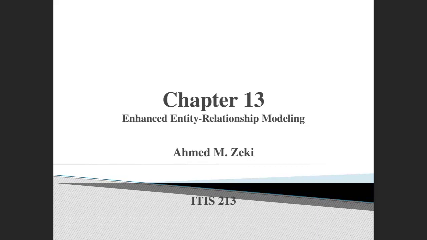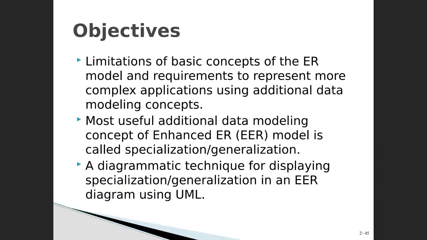So we are expected to start chapter number 13 today, and it will be easy because it will be based on the previous chapter, which is ER or entity relationship diagram.